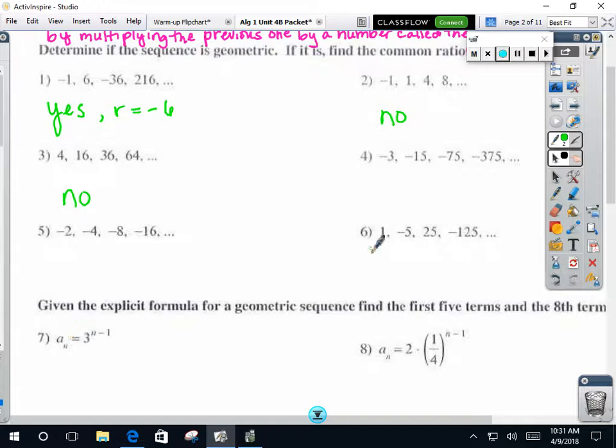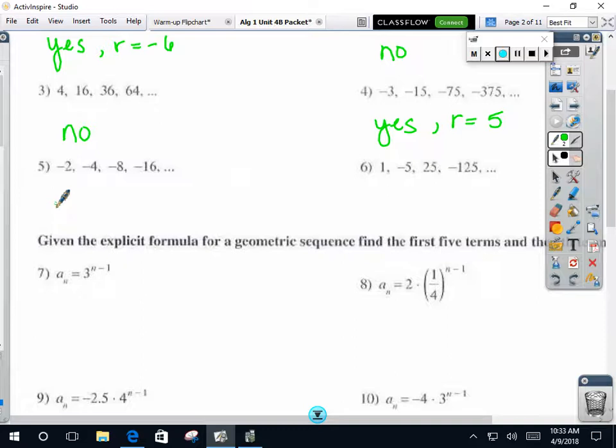Okay, number 4. Number 4, is this geometric? Okay, well first try to figure out what they're multiplying by every time. -3 times 5 is -15. -15 times 5 is -75. -75 times 5 is -375. So yes, they are multiplying by +5 every time, which means yes, it is geometric. Okay, take about 30 seconds and try 5 and 6.